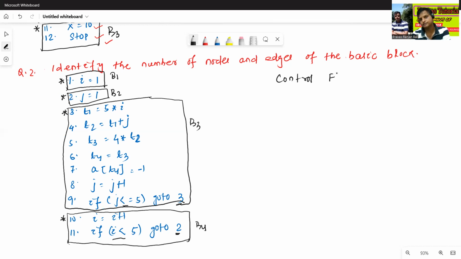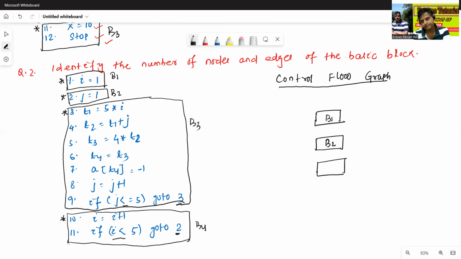Control flow graph. Just see. This is basic block B1, B2, B3, B4. So there are 4 basic blocks. Now we'll draw the edges.